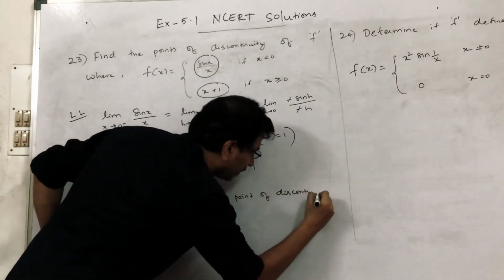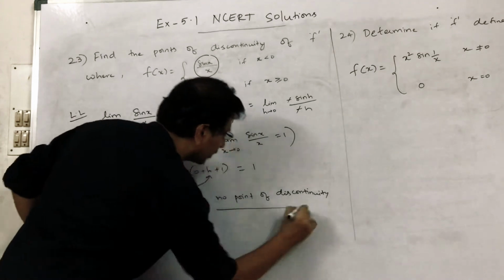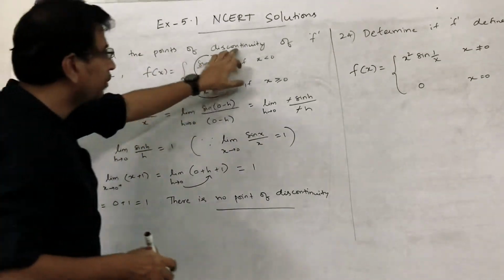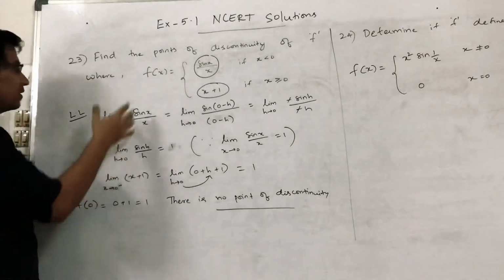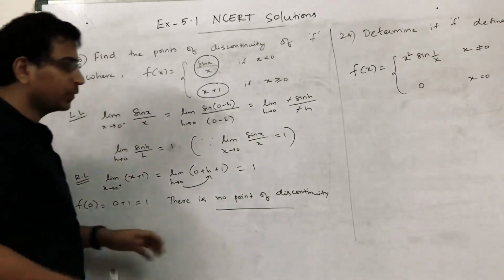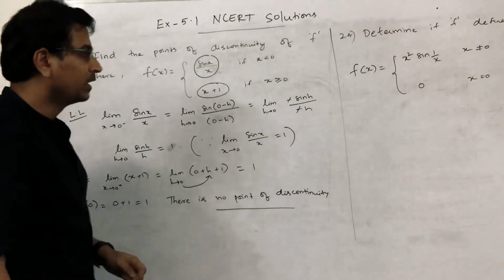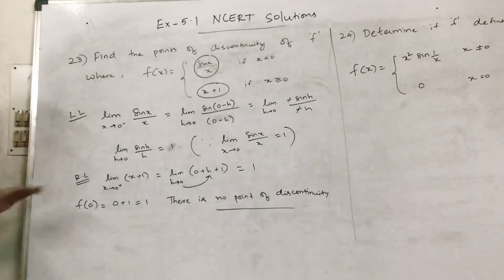So, depending on the way the question is asked, you need to answer it. If they ask you to discuss the point of discontinuity, then you need to write there is no point of discontinuity. Suppose they ask whether this function is continuous, then you need to say that this function is continuous. So, this is about the 23rd problem.